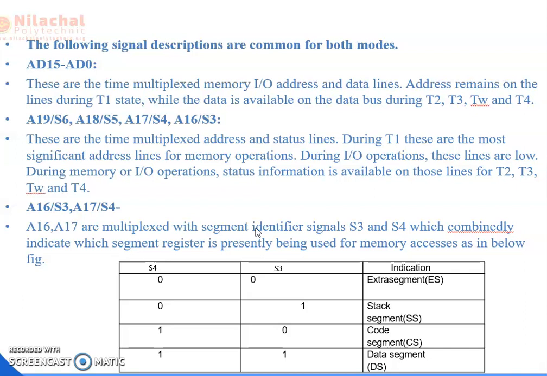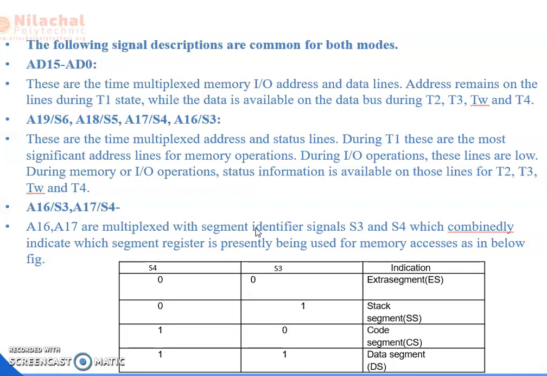So these are the time multiplexed address and status lines. During T1, these are the most significant address lines for memory operations. During IO operations, these lines are low. During memory or IO operations, status information is available on those lines for the T2 state, T3 state, TW state and T4 state. Next is A16/S3 and A17/S4.